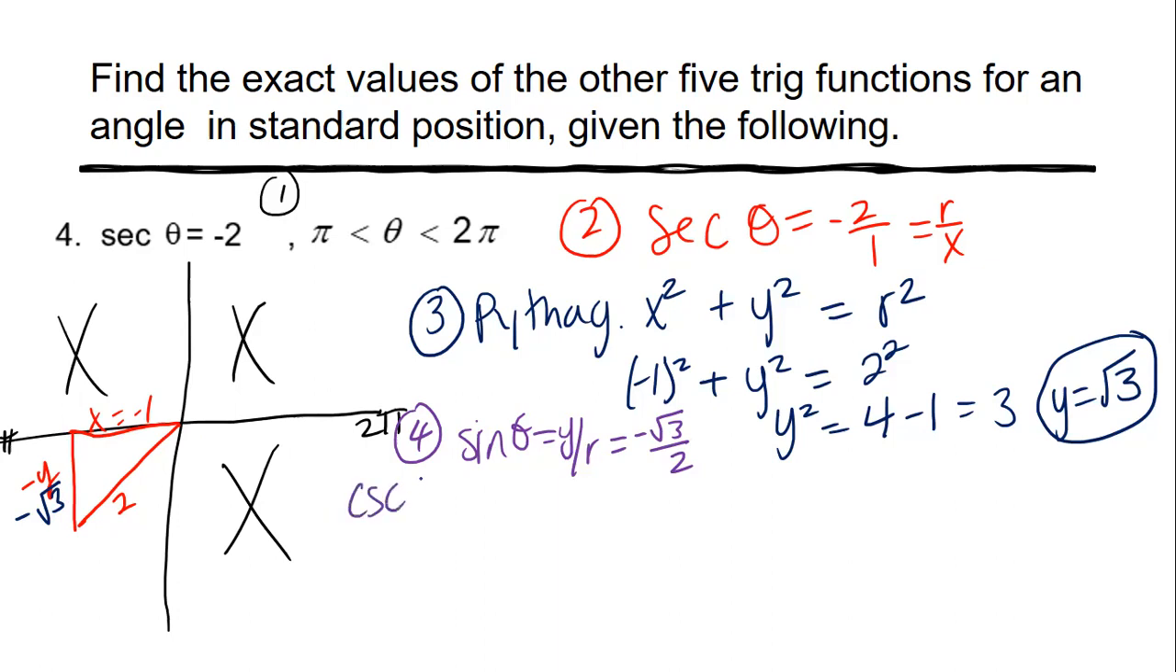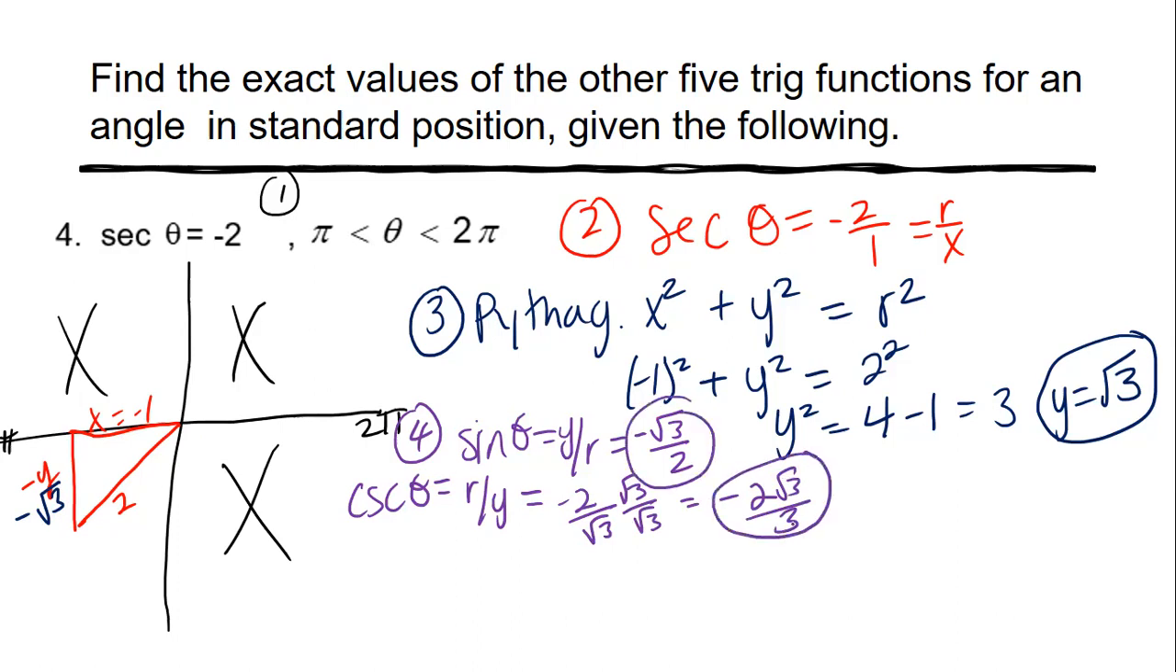Now we're going to do cosecant theta. Cosecant theta equals r over y, so that gives us -2 over the square root of 3. However, I have to rationalize, and after I rationalize, I end up with -2 square root of 3 over 3. You have to make sure you rationalize.